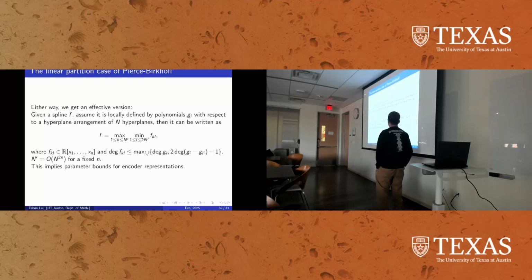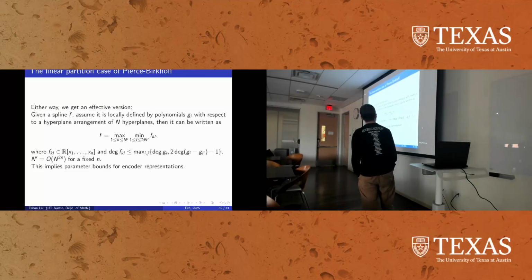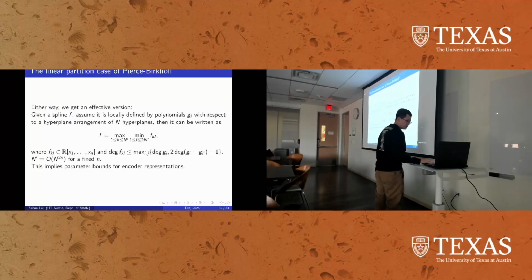And this effective bound implies a parameter bound for encoder differentiation. So we can actually say that if you are given a spline with some bounded degree and bounded number of hyperplanes, then I can tell you how many parameters you need to use to represent that spline. We do have a concrete expression in the paper, but I don't want to write it here because it's quite ugly. It's just some long big O expression. So that's all for this talk, and thank you.